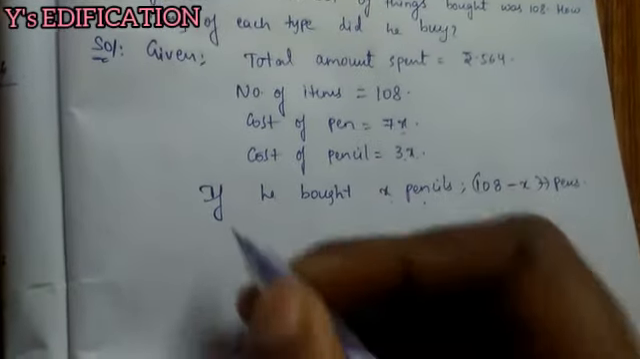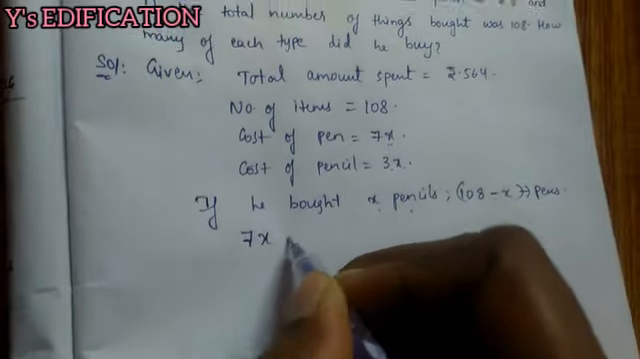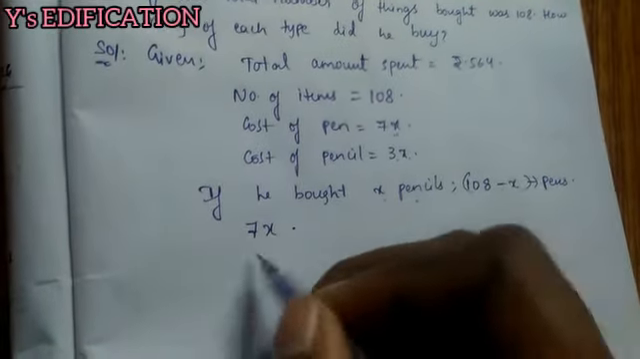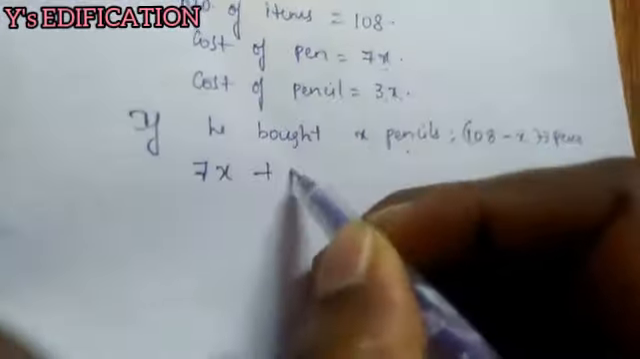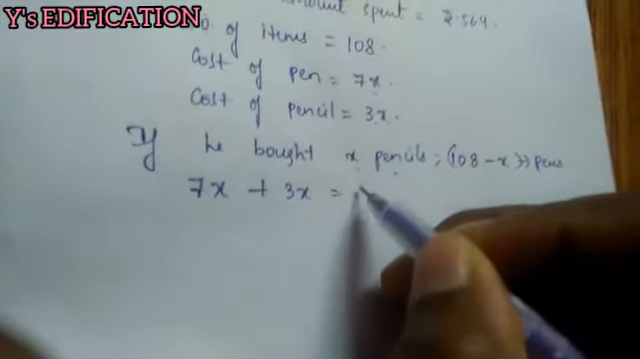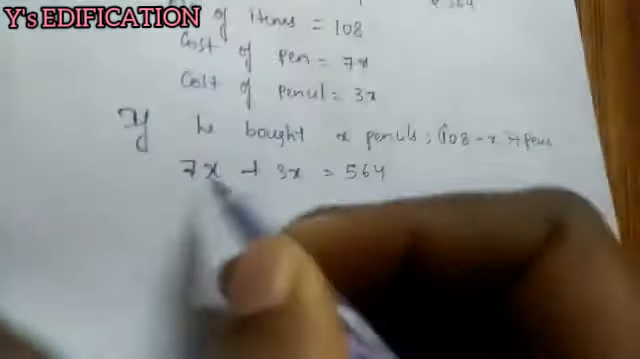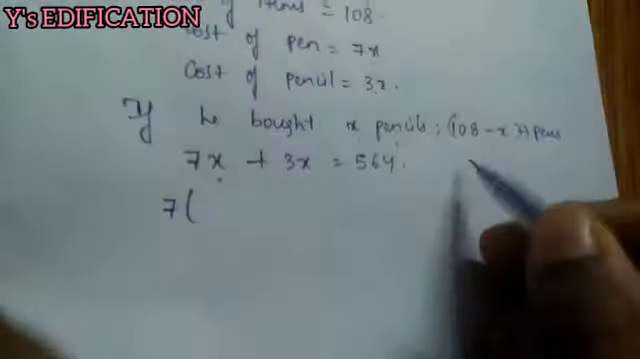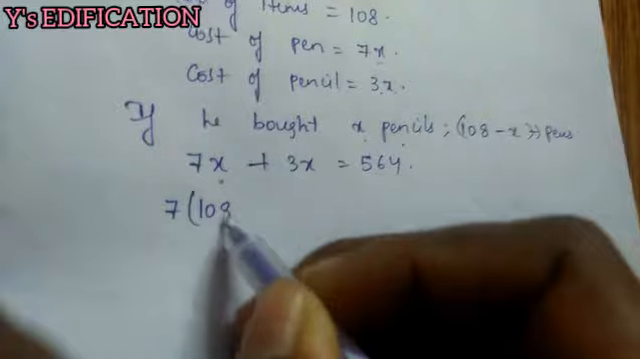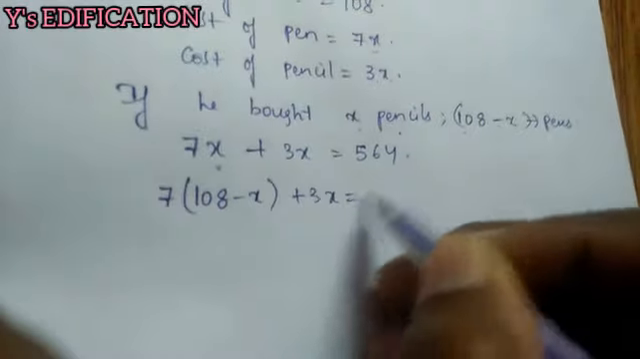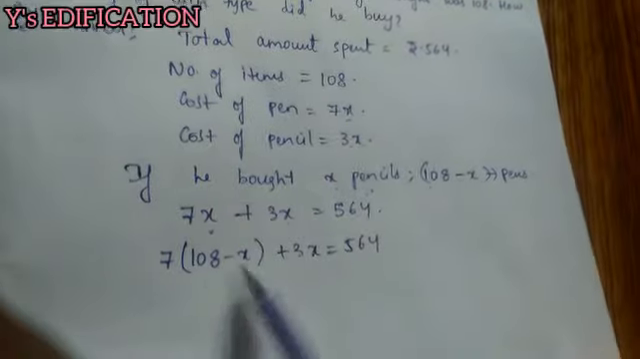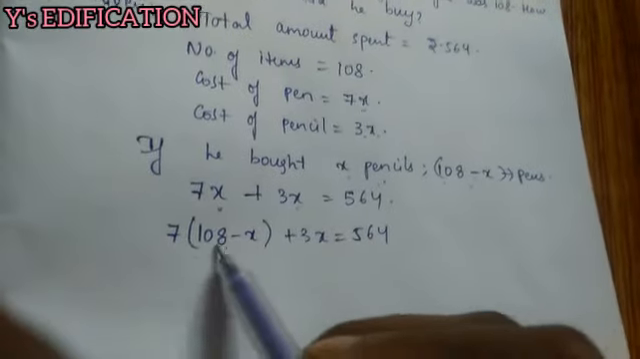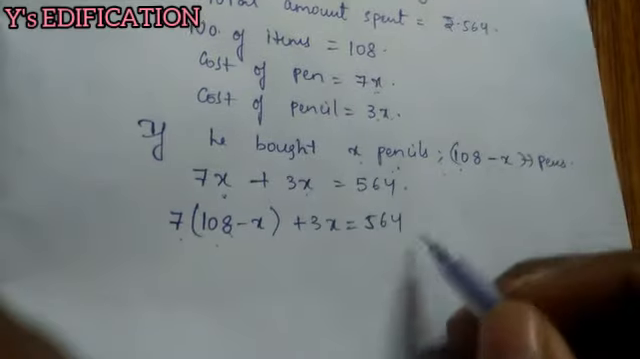So what we have to do? 7x is the pens and 3x is the pencils. So what is the total cost? 564. But here what is the value of the pens? 108 minus x. 7 into 108 minus x plus 3x is equal to 564. Got it? Here 3x is the pencils. If he bought x pencils, 108 minus x will be the pens.